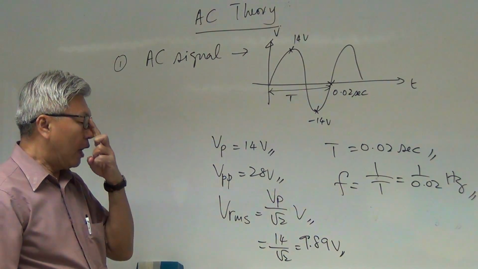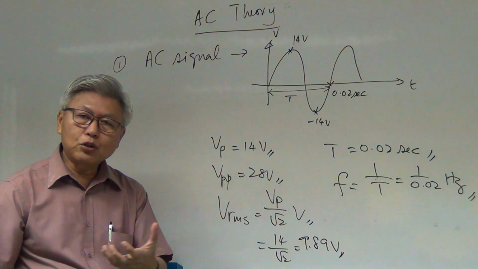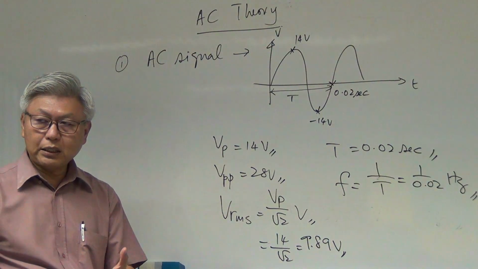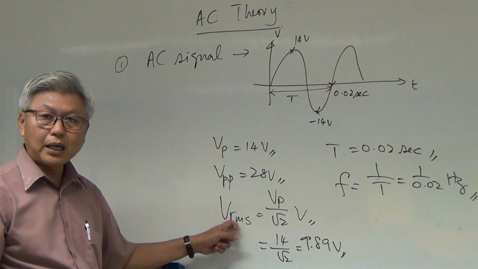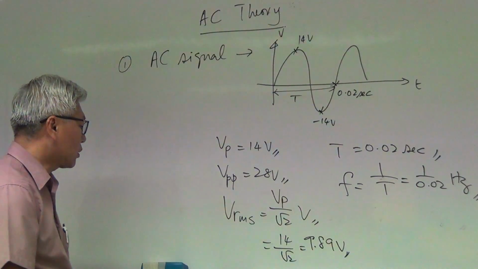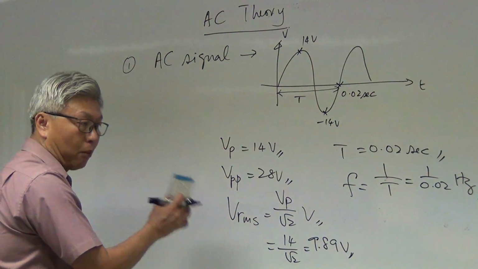Alright? Now, when you use your multimeter and you switch to AC mode to measure the AC signal, the value is actually the RMS. Okay? So that is called the diagram form.